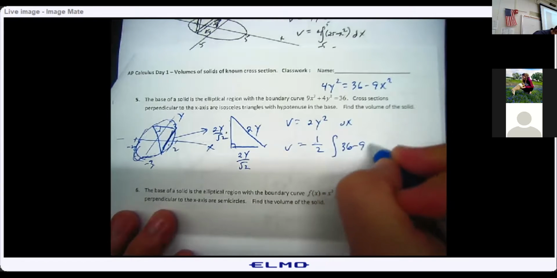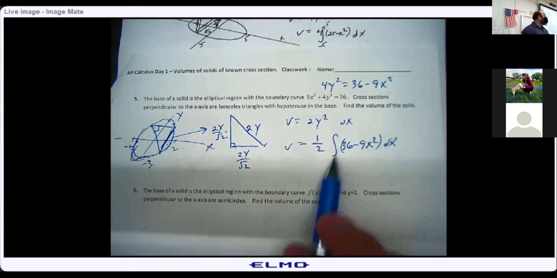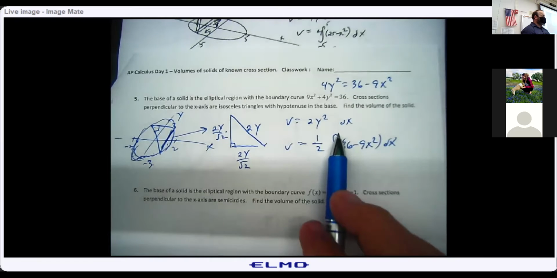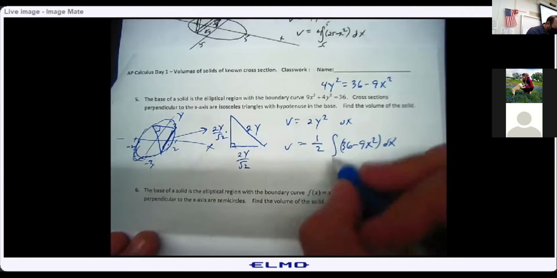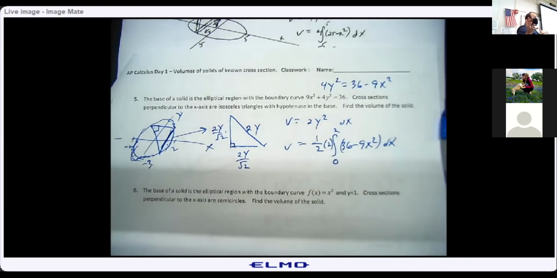So the volume is 1/2 of 36 minus 9x squared dx from what to what? What does x do? It goes from -2 to +2, doesn't it? So could we write -2 and +2? Yes, but what's the other option? Could we double it? Why can we double it? Because it's a beautiful symmetric interval, isn't it? So we could just go 0 to 2 and then double that. And I think that should be very doable.